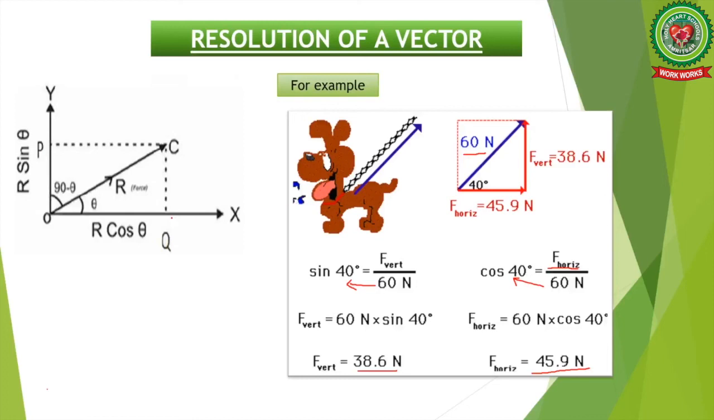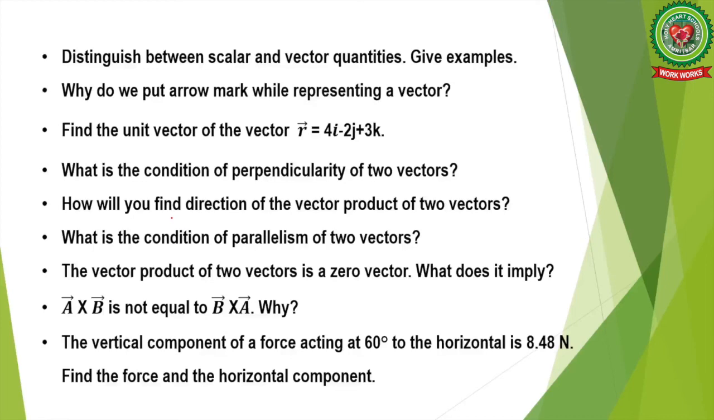These are the important points and terms you should keep in mind while studying vectors. Now you are able to answer questions like: distinguish between scalar and vector quantities, give examples. Why do we put an arrow mark while representing a vector? Find the unit vector of the vector r = 4i − 2j + 3k. What is the condition of perpendicularity of two vectors? How will you find the direction of the vector product of two vectors? You have to tell the rule you are going to follow. What is the condition of parallelism of two vectors? The vector product of two vectors is a zero vector, what does it imply? A cross B is not equal to B cross A, why?